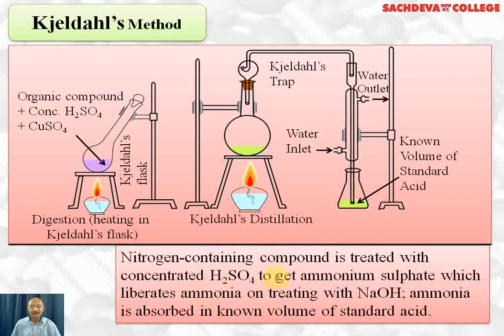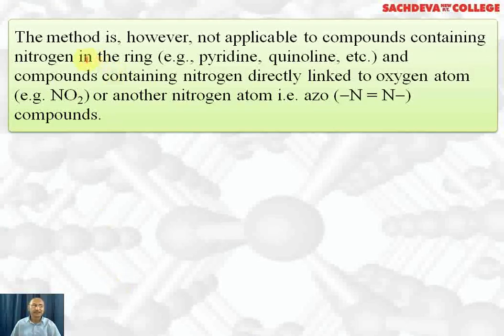Here, the nitrogen containing compound is treated with concentrated sulfuric acid to get ammonium sulfate, which liberates ammonia on heating with NaOH, and ammonia is absorbed in a volume of standard solution of acid, sulfuric acid or hydrochloric acid. This is the basic principle of this method. This is the limitation of the method.